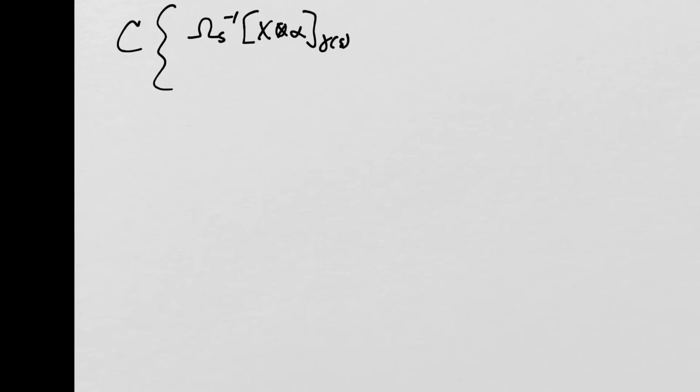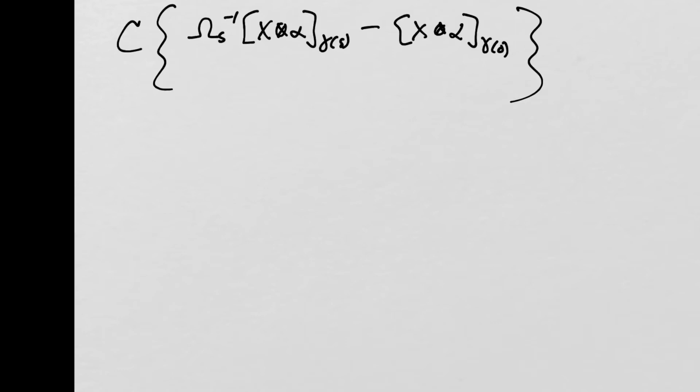So I'm using this notation where I put the point of evaluation of this tensor field, this vector field tensor product covector field, which are functions of space-time. That's the point in space-time which I'm interested in. And I'm going to subtract from that x tensor product alpha evaluated at gamma sub 0, right?